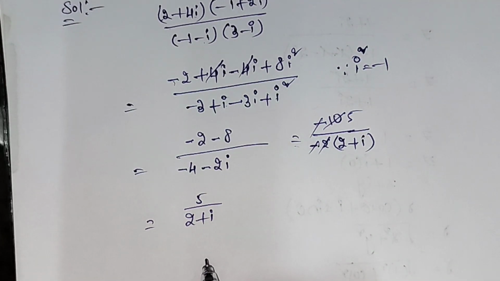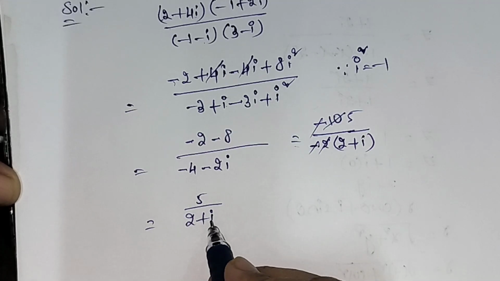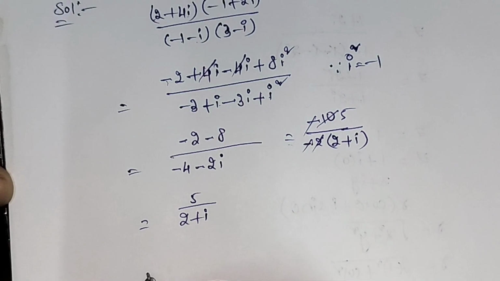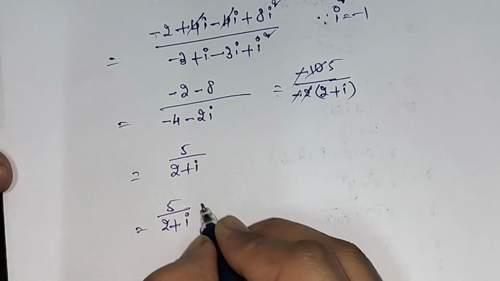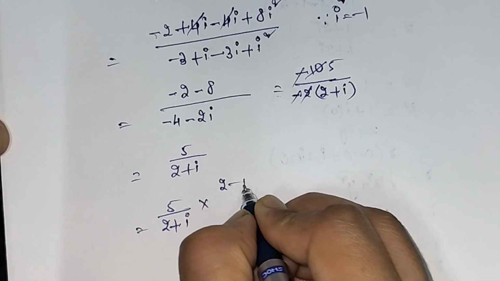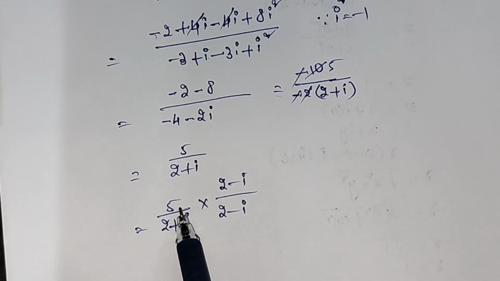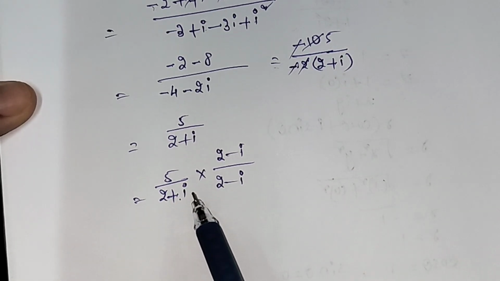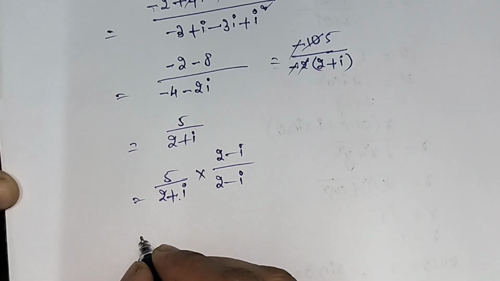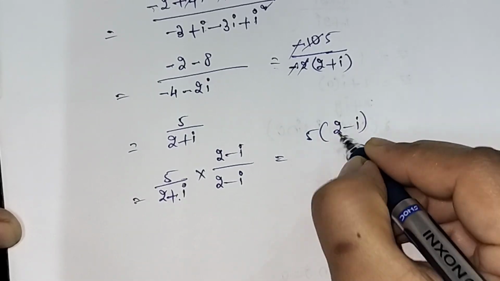For this we can do rationalizing factor, or multiply the numerator and denominator with the conjugate of the denominator, that is 5 by 2 plus i, into 2 minus i by 2 minus i. Multiply the numerator and denominator with the conjugate of the denominator. That equals 5 into 2 minus i.